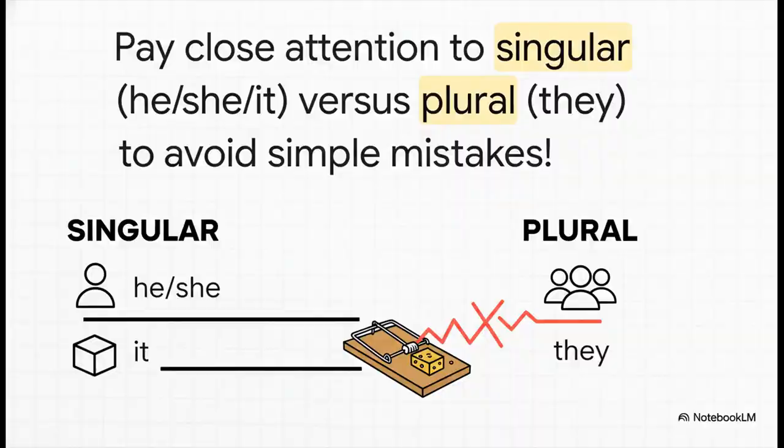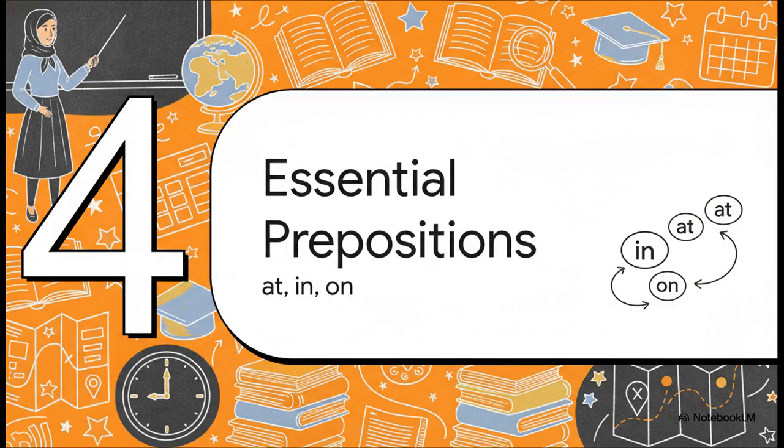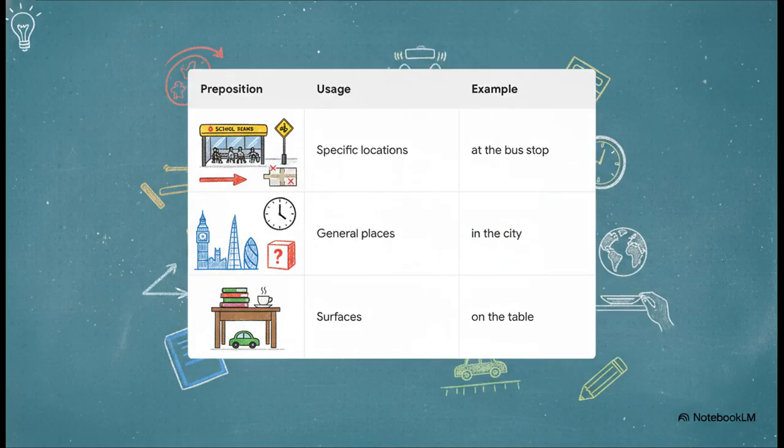All right, it's time for our final power-up. We're going to tackle prepositions, specifically the big three, at, in, and on. And hey, don't let their small size fool you. These tiny words can completely change the meaning of a sentence. This table right here makes it so easy to see the difference.